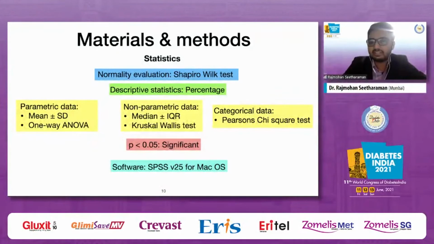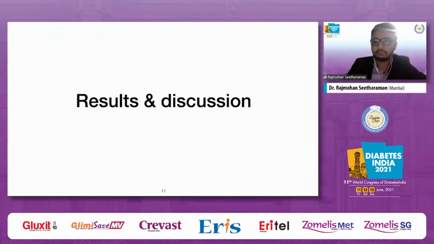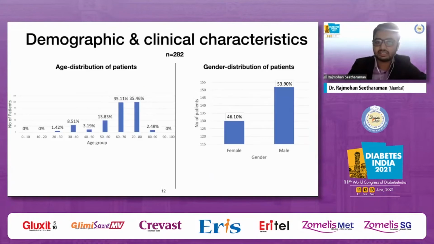Descriptive statistics were expressed in percentage, and we carried out the following tests: Shapiro-Wilk test, one-way ANOVA, Kruskal-Wallis test, and Pearson's chi-square test. A p-value less than 0.05 was considered to be significant, and the data was analyzed on SPSS version 25. So coming to results and discussion. We enrolled a total of 282 patients, where the most common age distribution was 60 to 70 years and 70 to 80 years. The gender distribution was found to be similar for males and females.